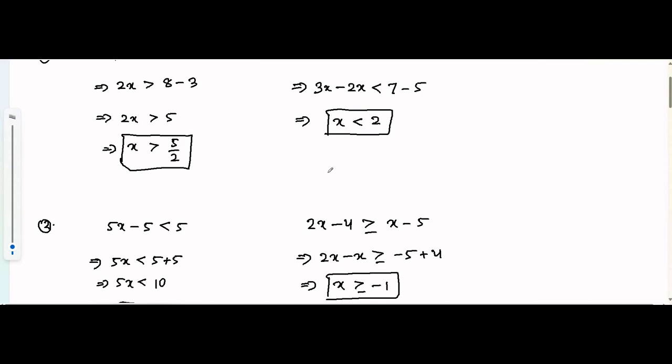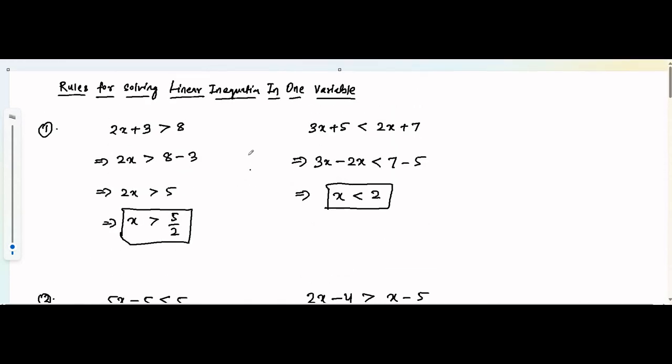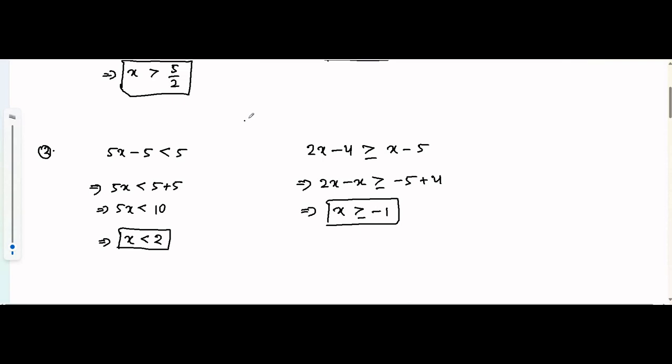Okay, so these are the first two rules of solving linear inequations in one variable. Then we have another rule, okay.